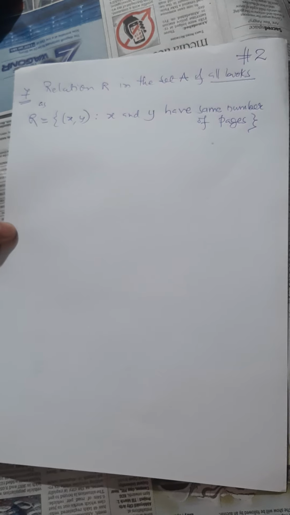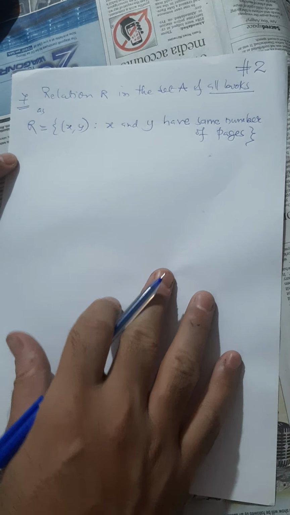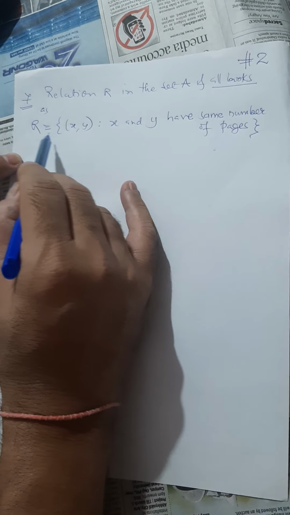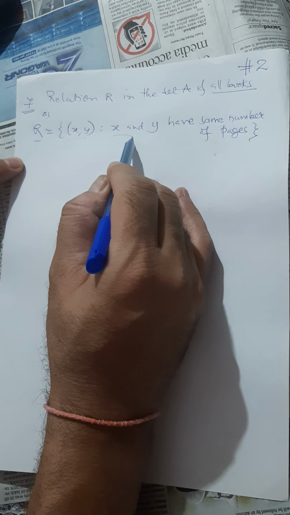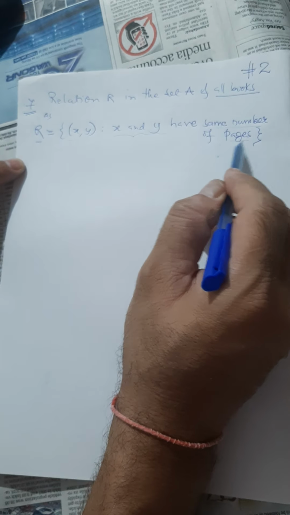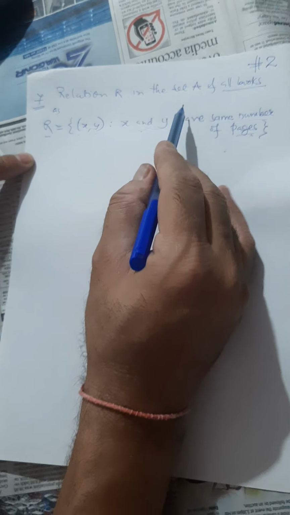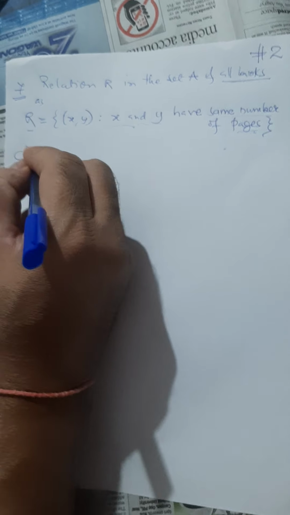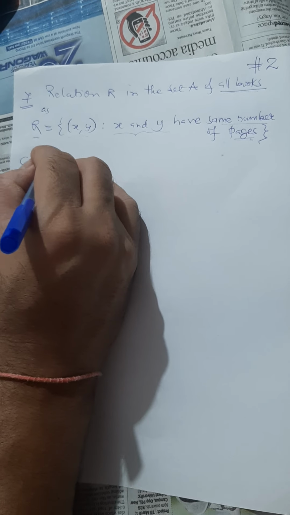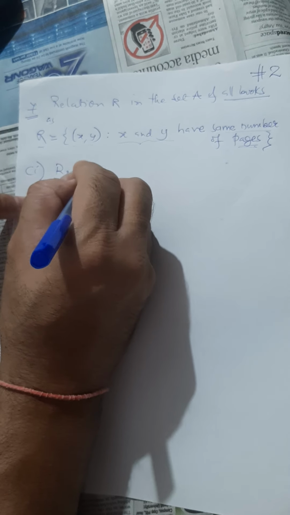So question number 7 here. The definition of the relation R is this: x is related to y if x and y have the same number of pages, where x and y are books in the library. So first one is the reflexive property here.